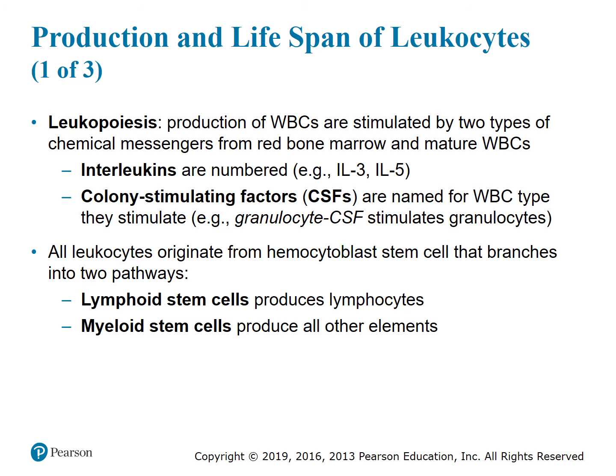All leukocytes originate from the hematocytoblast stem cell that branches into 2 pathways. Lymphoid stem cells produce lymphocytes, and myeloid stem cells produce all other elements.